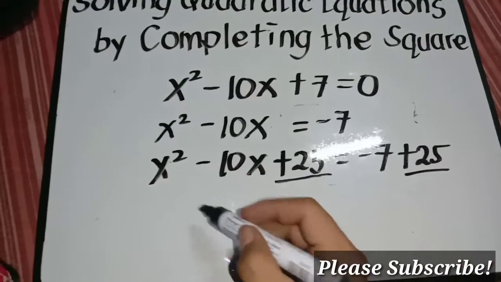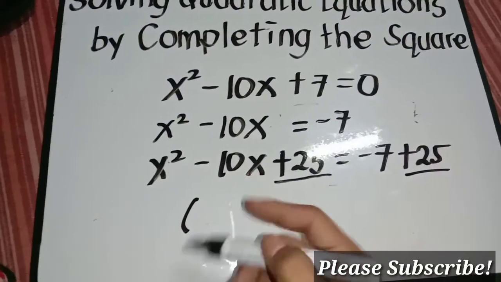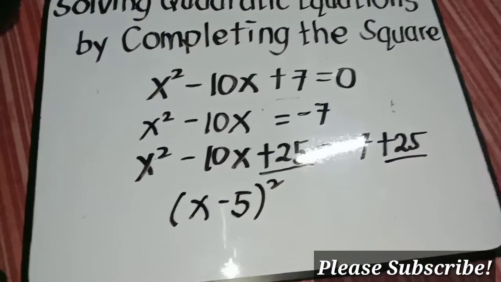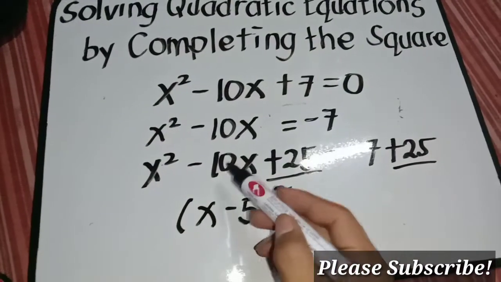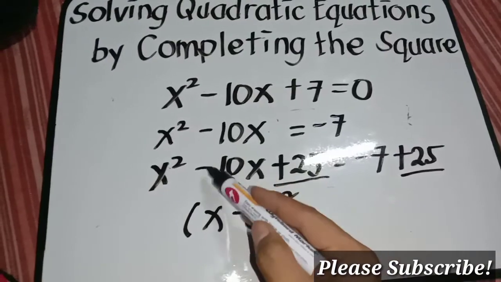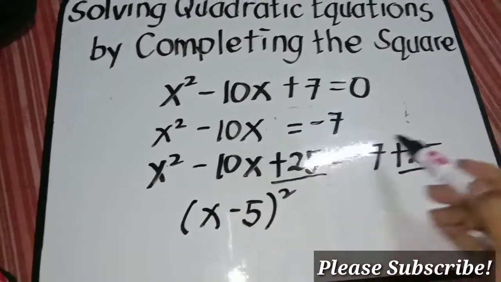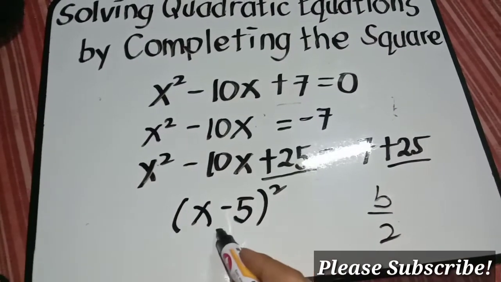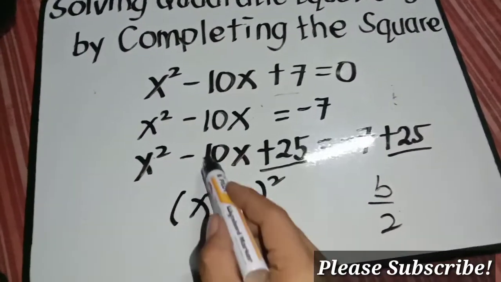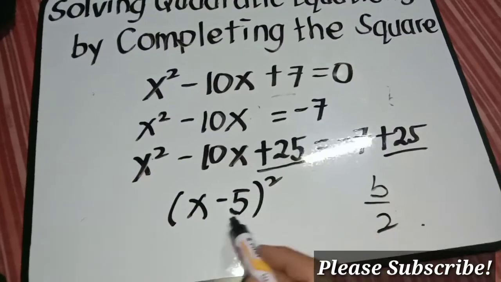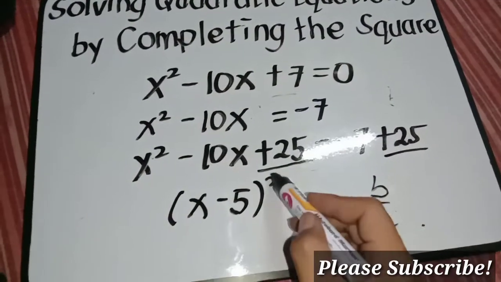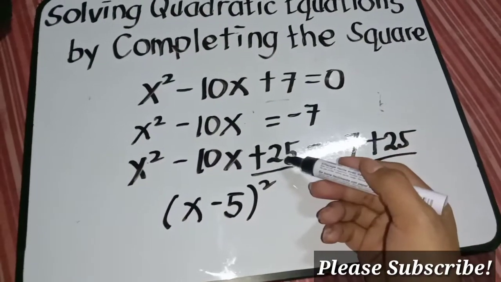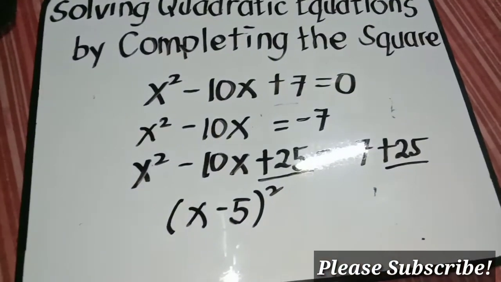Notice, meron tayong pwedeng factor nito: x minus 5, squared. Para mas madaling tandaan, yung ginawa sa third step, negative 10, b over 2, kung ano magiging sagot yon, yun ay magiging value ng last term sa factor. So kung negative 10 divided by 2, negative 5. So ito na yung factor niya, negative 5. So nilagyan natin siya ng square. Mula sa perfect square trinomial, naging perfect square binomial na siya.